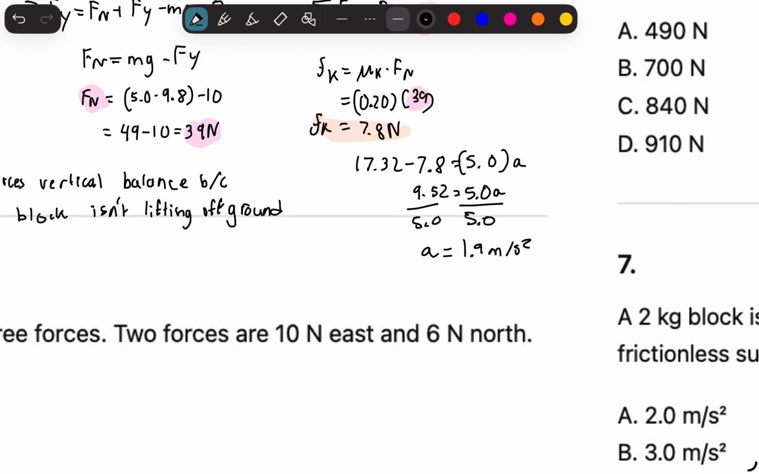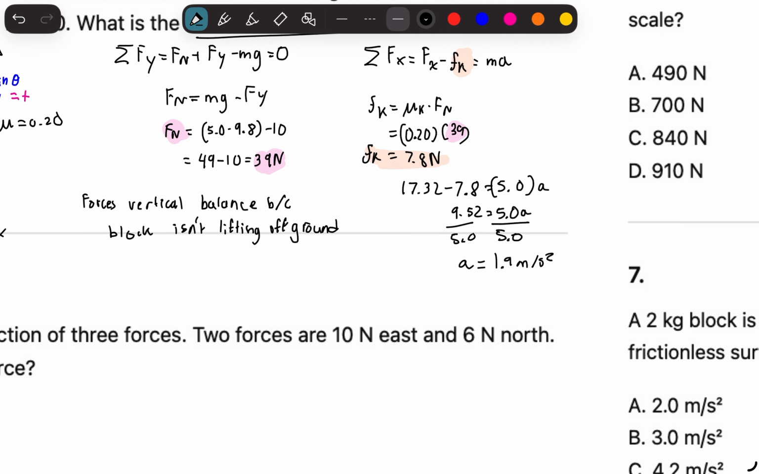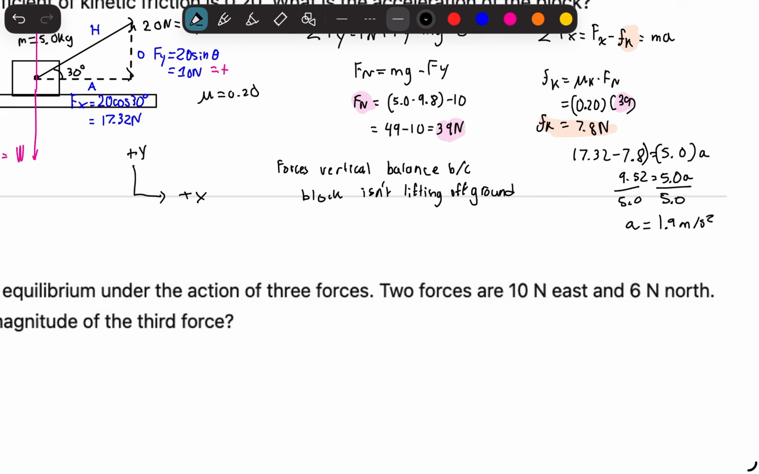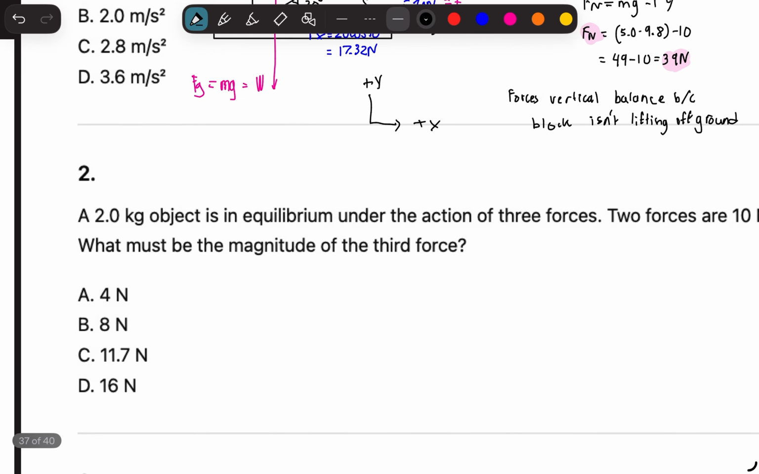If you substitute everything back in, you have 17.32 minus 7.8 is equal to 5 times a, your acceleration. So that's going to be 9.52 is equal to 5.0 times a. If you divide both sides by 5.0, a is equal to 1.9 meters per second squared. So that is the acceleration of the block.